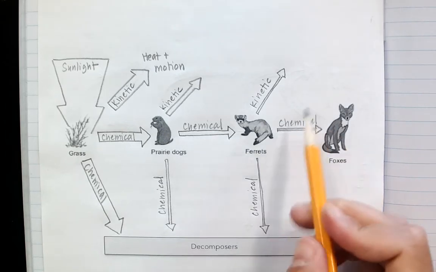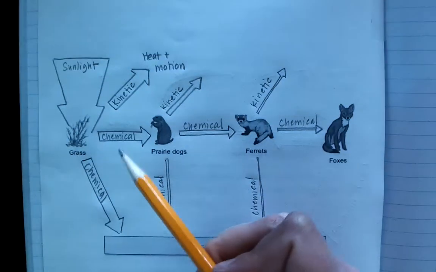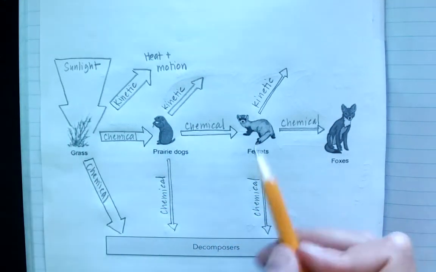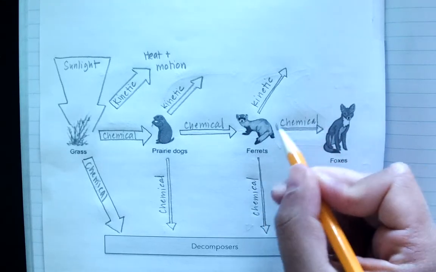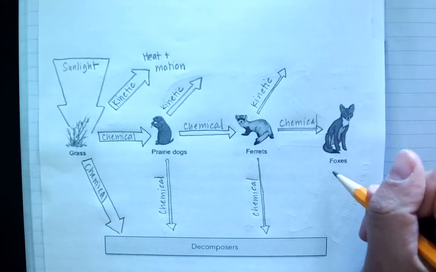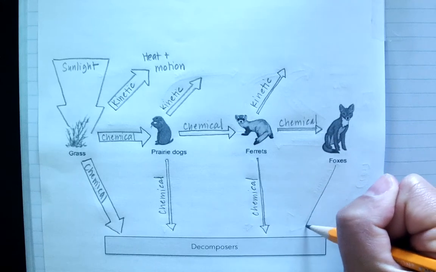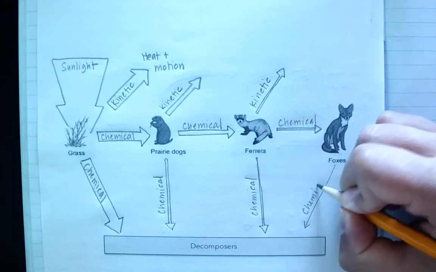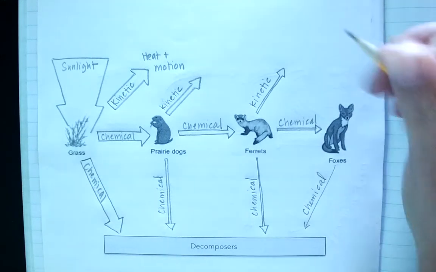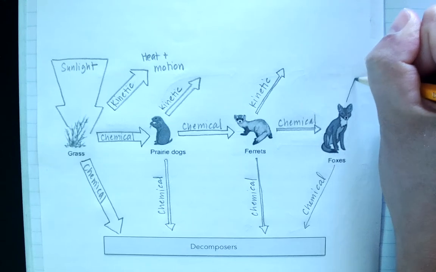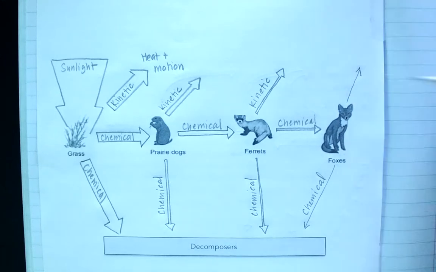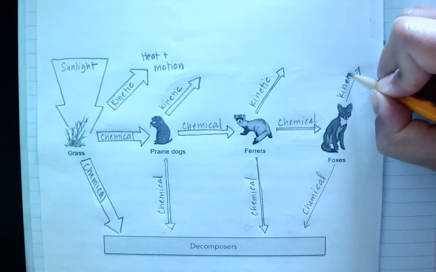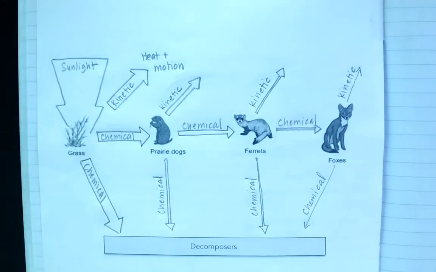As you can see, just like with our matter, our energy is getting reduced each time we go through here. And so we've got only this little amount of chemical energy that ends up in the foxes. Those foxes might die, moving that chemical energy to the decomposers, or they also move around a lot. They use up some of that energy, converting it into kinetic energy when they do cellular respiration.